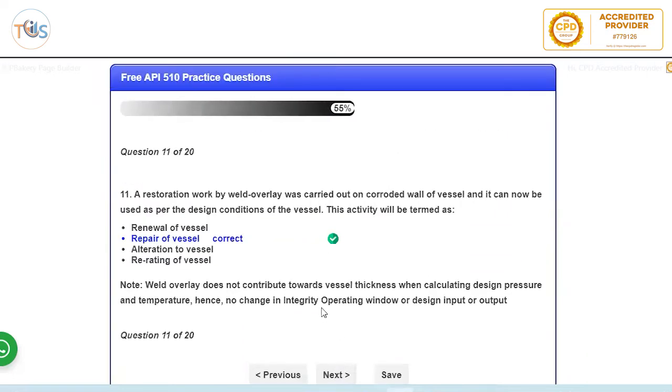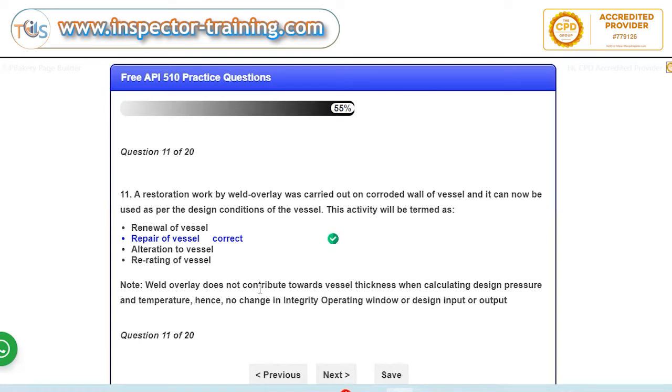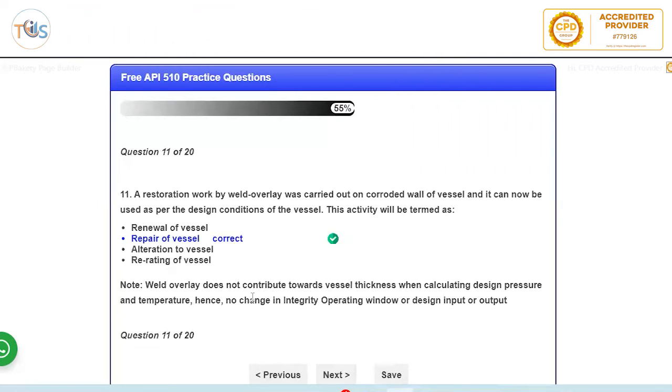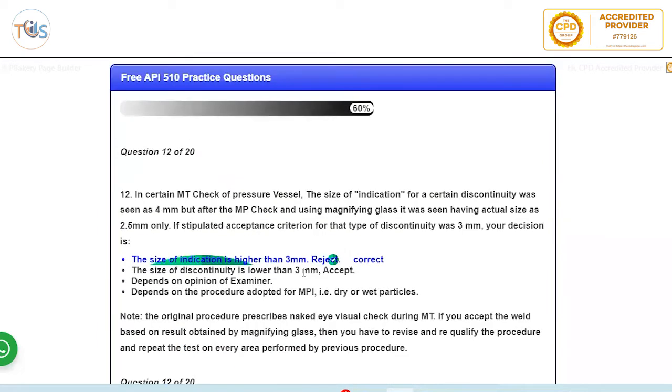Next question, restoration work. So repair is always a restoration work. We don't have anything as renewal work, and alteration means a change in integrity operating window or a change in design or whatever. That's called alteration. Re-rating is an outcome of alteration, which means an increase or a decrease in any integrity operating window parameters. So a repair is always a restoration.